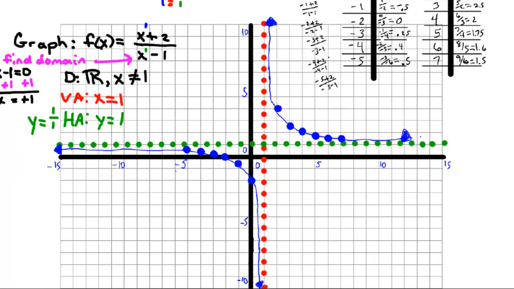This is our graph. Notice that the graph of our rational expression will get closer and closer to the vertical asymptote and the horizontal asymptote. It will never cross these lines. Let's look at another example.